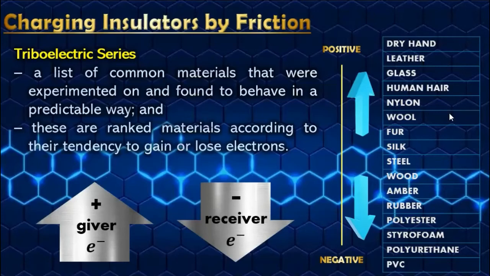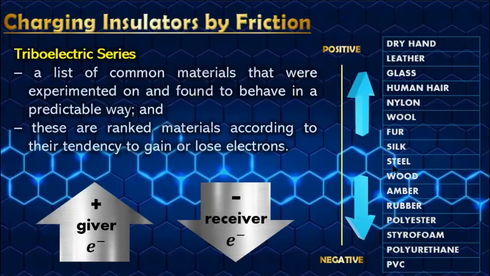the farther away two materials are from each other on this series, the greater the charge transferred. And the materials next to each other on this series might not become charged at all when they are brought in contact with one another. And lastly, materials in the middle of this list, steel and wood, for example, are items that do not have a strong tendency to give up or accept electrons.